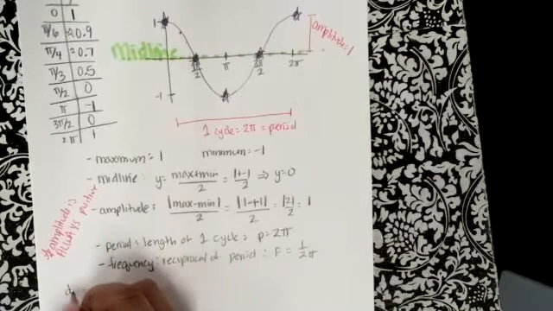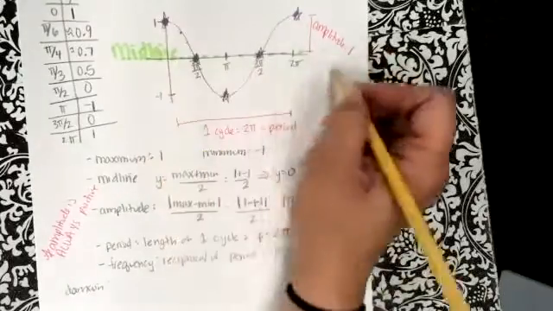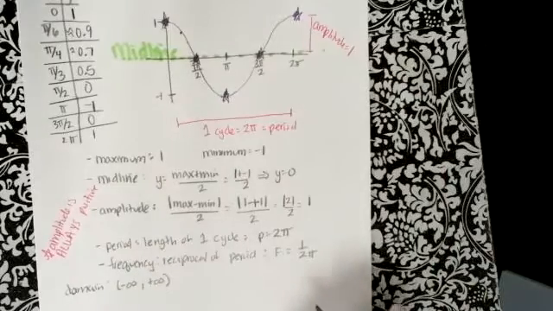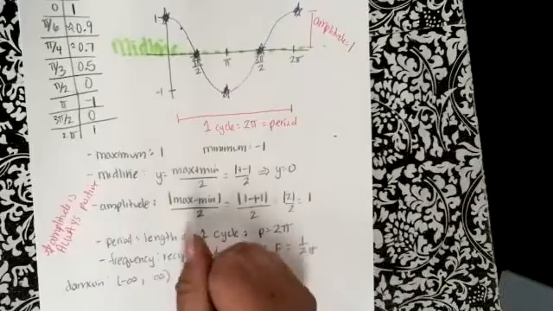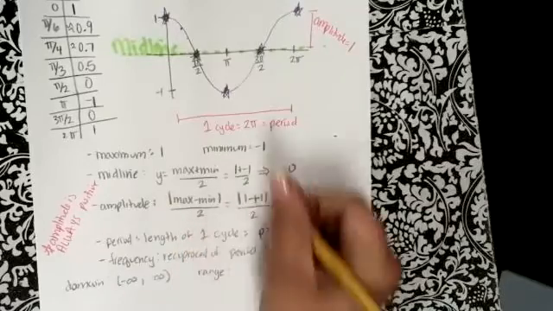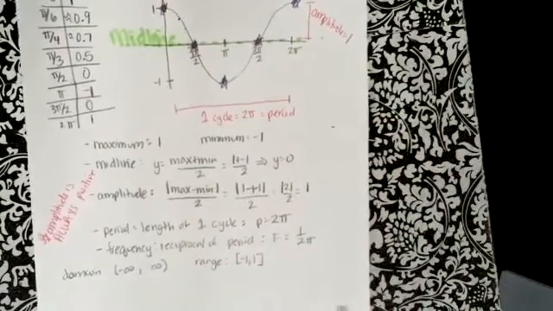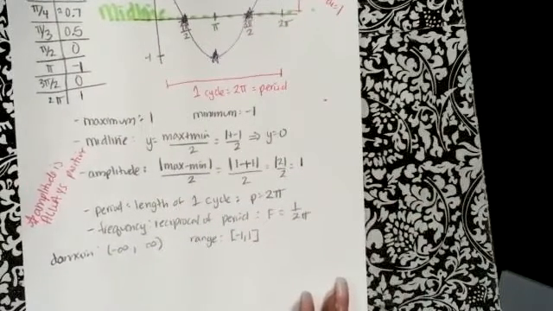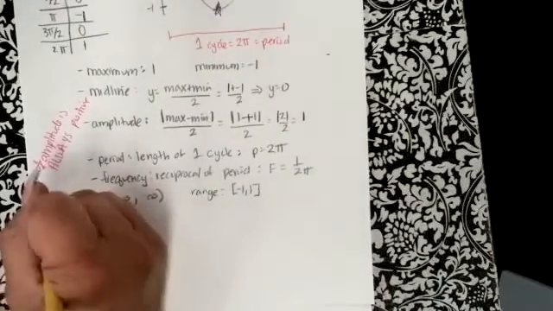Now the domain here is going to go, because it's going to continue on, from negative infinity to positive infinity. You don't even have to put the positive there, actually. The range, again, is only going to go from -1 to +1. So everything is the same as in the sine graph. Let's get into a little bit of transformations.